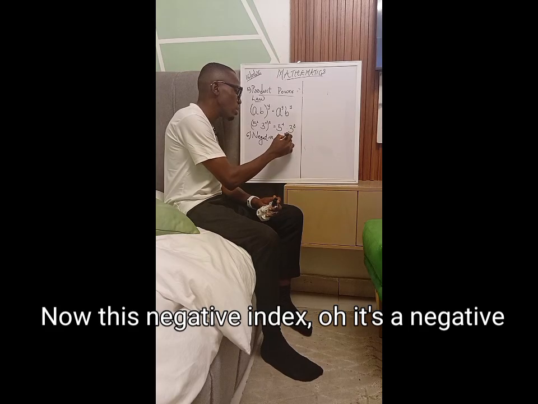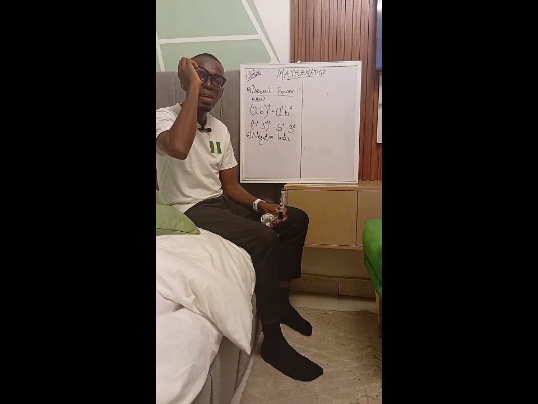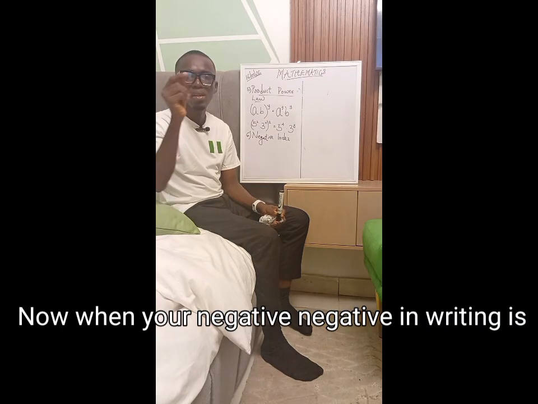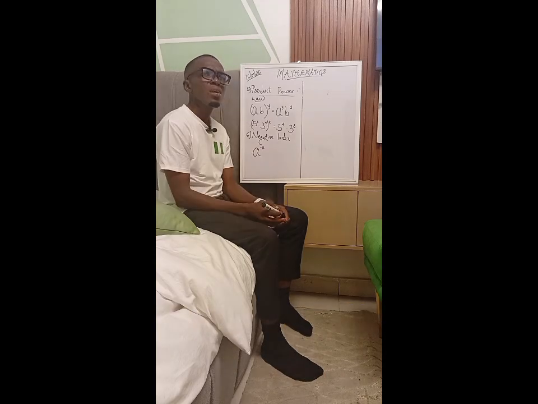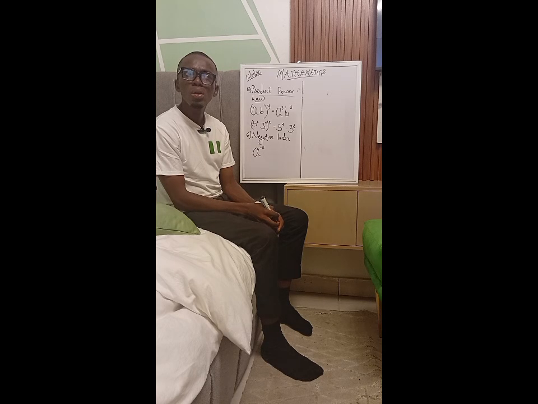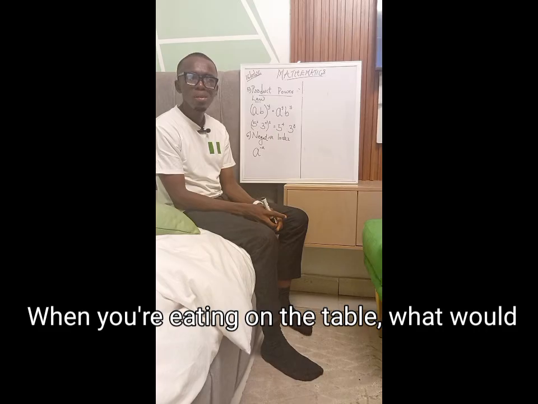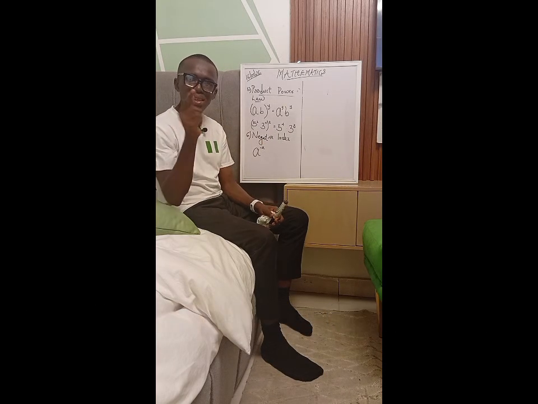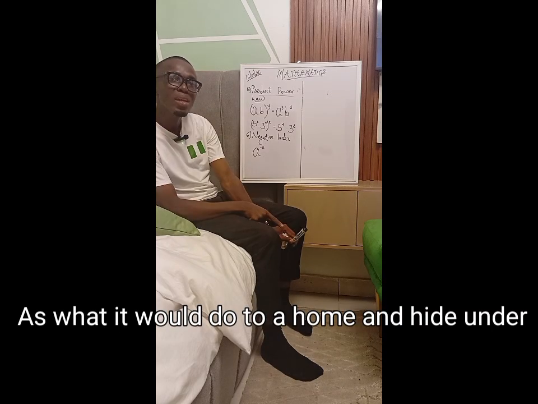Now, when we say negative index, it means that the power, our exponent, is negative. And negative in writing is just minus. So something like this, a to the power of minus x. I can call the negative index like a hungry dog. You see a dog that is hungry and you're eating on the table. What would the dog do when you're eating? It will run and hide under that table.